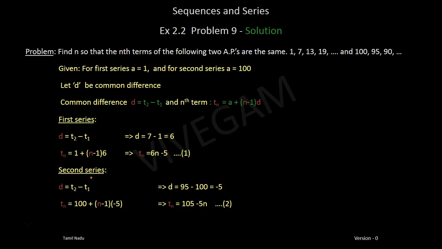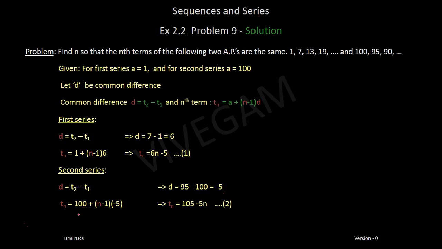The same you do for the second series. The common difference for the second series is 95 minus 100, that is the second term minus the first term. Second term is 95, first term is 100, so that's minus 5. Please be careful, it's always second term minus first term or third term minus second term, and it goes on like that. So that is minus 5.